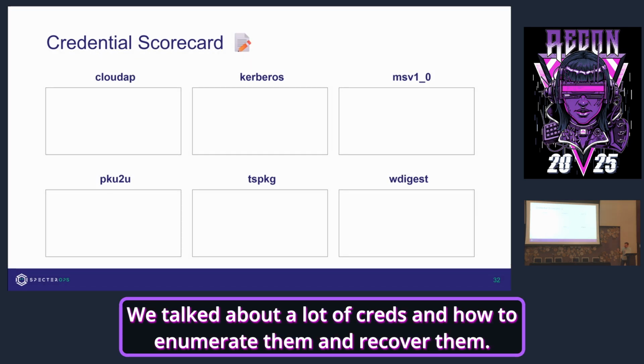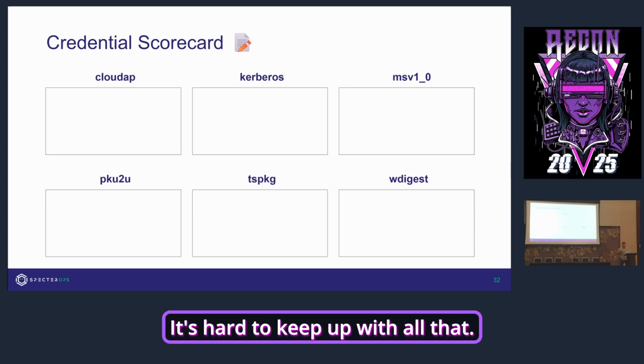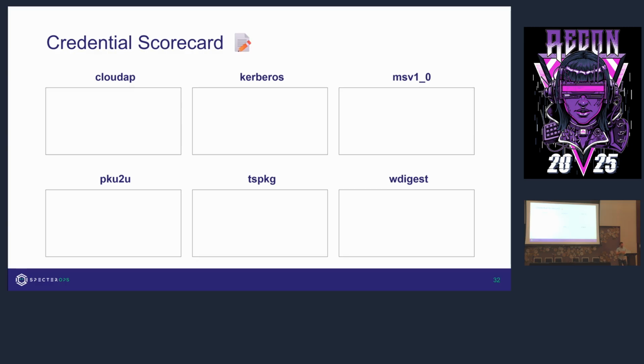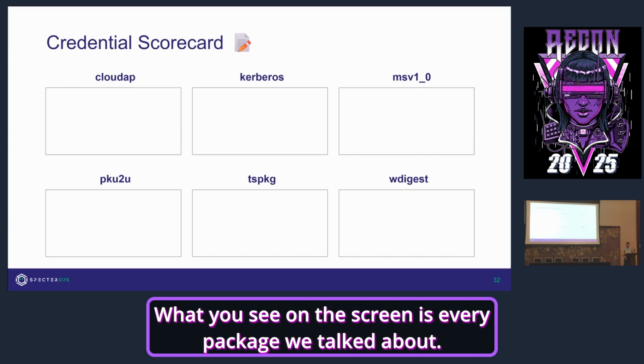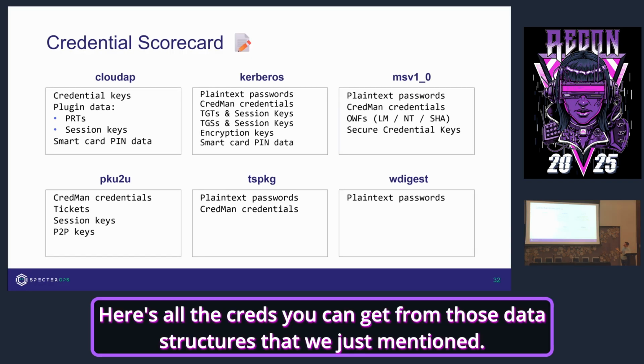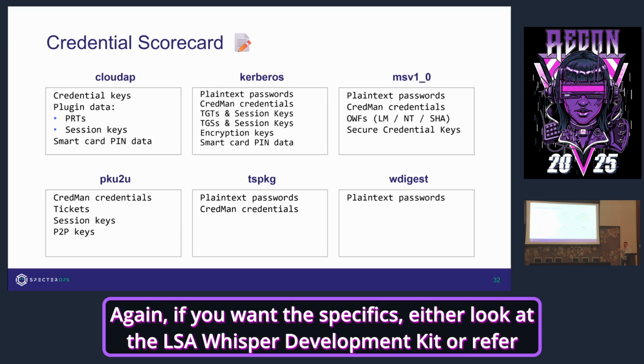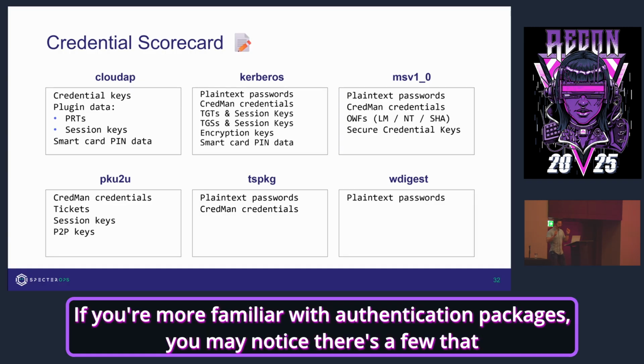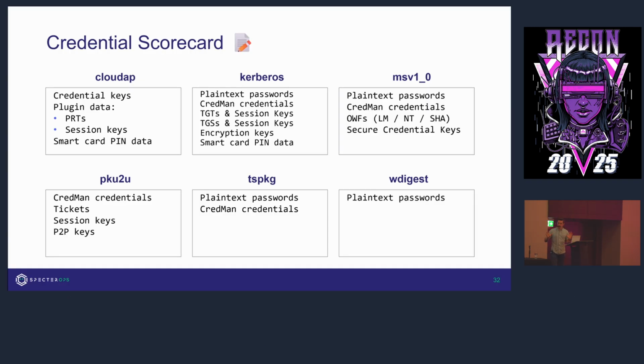We talked about a lot of creds and how to enumerate them and recover them. It's hard to keep up with all that. The one way I felt maybe the easiest is coming up with a scorecard. So what you see on the screen is every package we talked about. Here's all the creds you can get from those data structures that we just mentioned. And again, if you want the specifics, either look at the LSA Whisperer development kit or refer to these slides on GitHub.